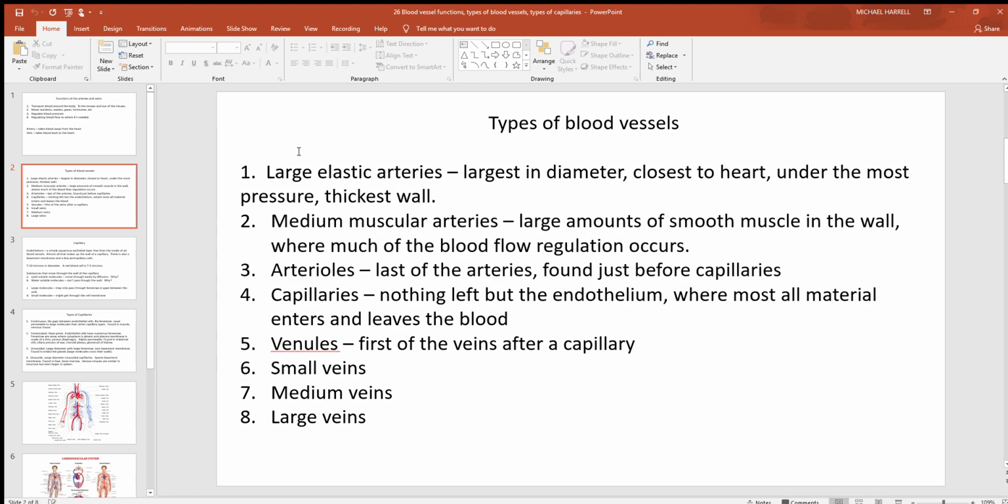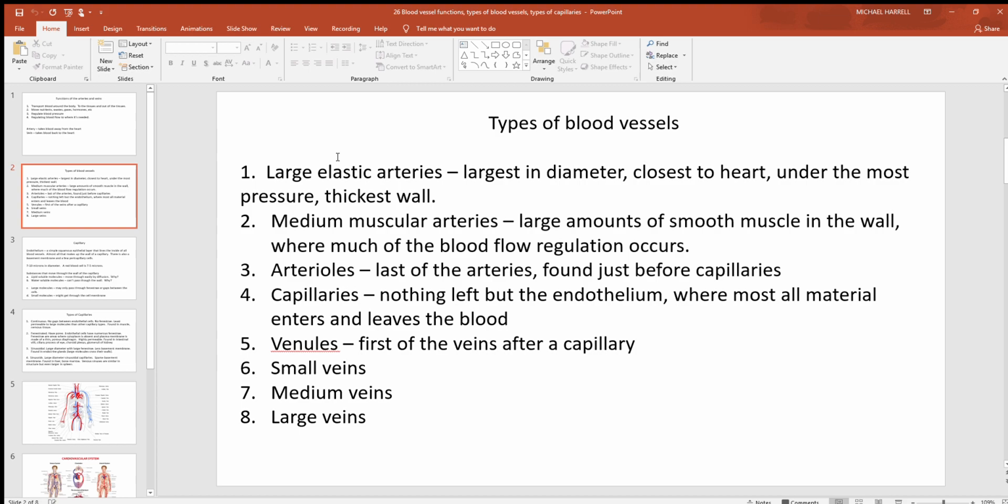Now, starting at the heart, the very first arteries you're going to see are the very large elastic arteries. They are largest in diameter, and they are highly elastic. A large amount of elastic fibers helps to stabilize your blood pressure. And also the large amount of elastic fibers gives these walls strength.